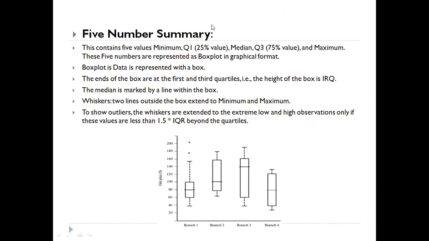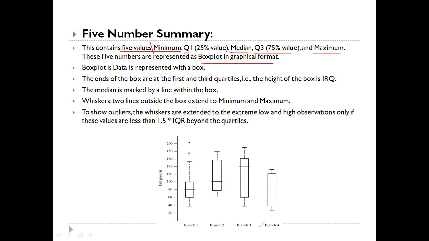This is called the 5 number summary. What are the 5 numbers here? It contains 5 values: one is minimum, second one is Q1, third one is median, fourth one is Q3, and fifth one is maximum. These are the 5 values. These 5 numbers are represented as a box plot in graphical format.